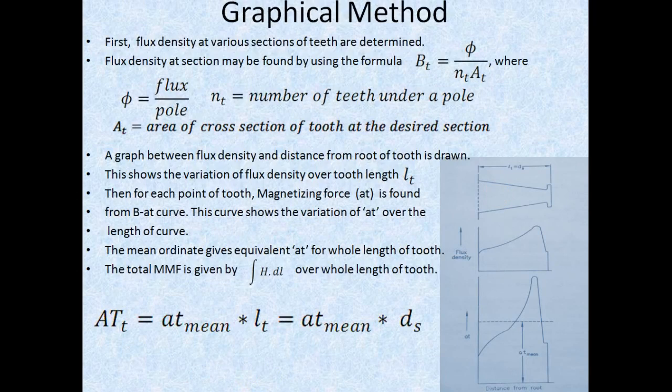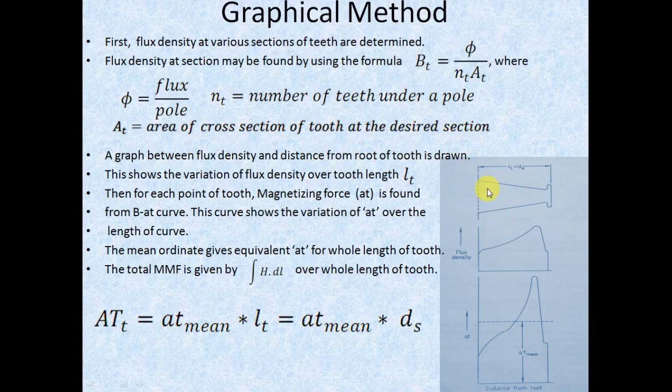In graphical method, first we have to calculate the flux density at various sections of the teeth. It is calculated by using the formula which is represented here, where phi is the flux per pole, nt is the number of teeth under a pole and at is the area of cross section of teeth at the desired section. Why are we saying it at the desired section? If you see here, the cross-sectional area over this section won't be the same as that over this section. Hence, we are saying it as area of cross-section of tooth at the desired section.